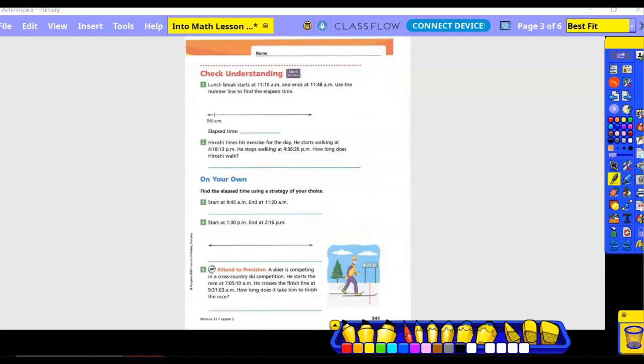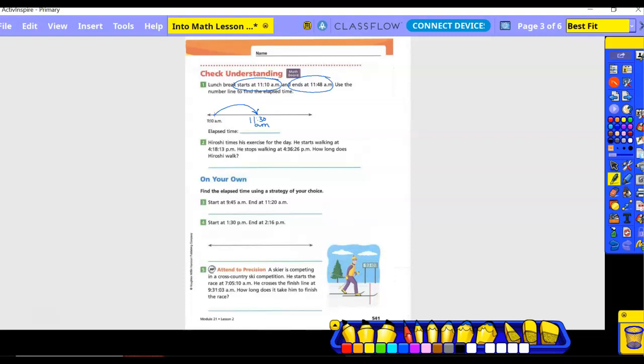Second understanding number 1. Lunch break starts at 11:10 a.m. and ends at 11:48 a.m. Use the number line to find the elapsed time. So start time is 11:10 a.m. End time is 11:48 a.m. So we don't even have to get to the next hour, right, guys? Can we get to the next half hour? Yes. Okay. So I'm gonna say here to here to get me to 11:30 a.m.